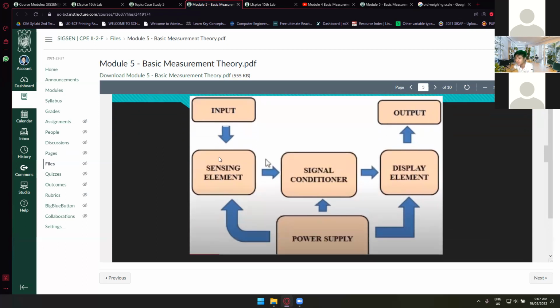All you need to do is put here what is the input that can be sensed by your sensor project. Just put it right here, and then find a signal conditioner that will be able to convert it into a certain number or certain output, and then it will be displayed right here on the display element. And then of course this is now your output. For the power supply, just leave it as it is. Just put here power supply.